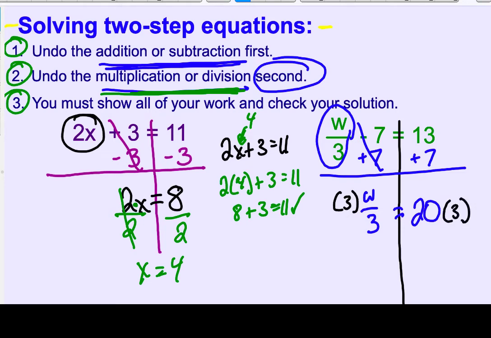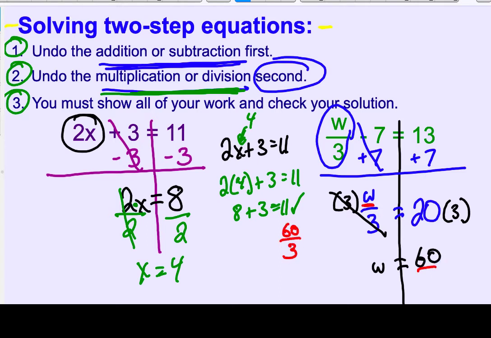Multiplying by 3 and dividing by 3 cancel each other out. So I'm left with W. 20 times 3 is 60. Now, to do my check, I'm going to plug in 60 in place of W.